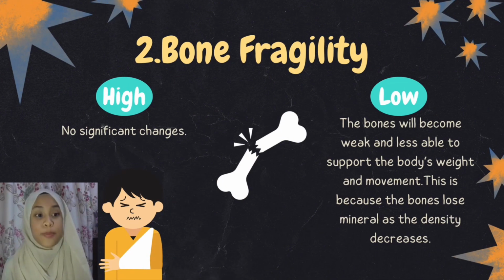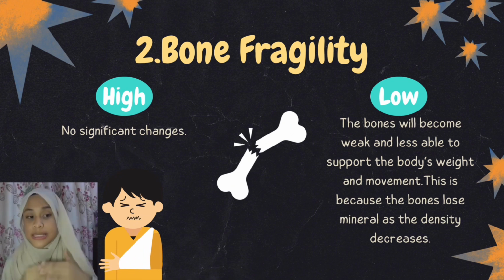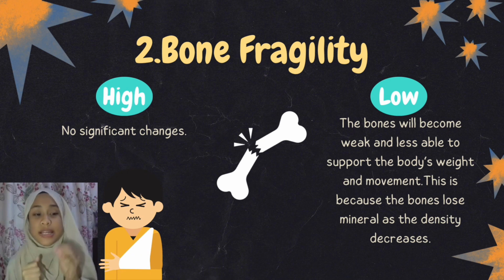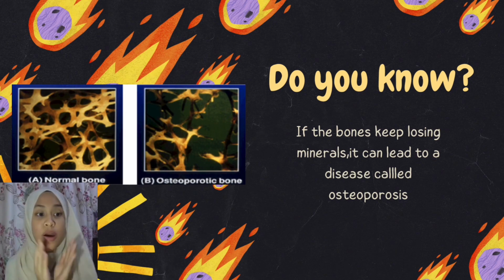And the second one is bone fragility. So during high gravity, or what we call hypergravity, no significant changes have been shown. But during low gravity, or microgravity, the bones will become weak and less able to support the body's weight and movement. This is because the bones lose minerals as the density decreases. So when the bones lose a lot of minerals, the density decreases, and this makes the bones less compact and they become more fragile. So what happens if the bones keep losing minerals? It can lead to a disease called osteoporosis.